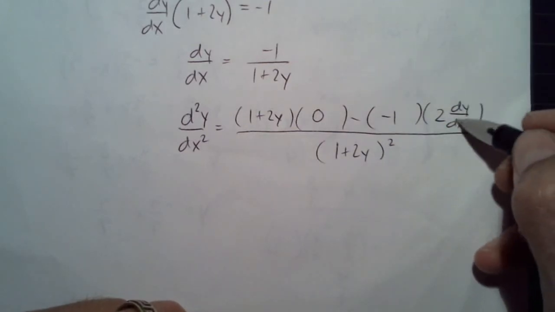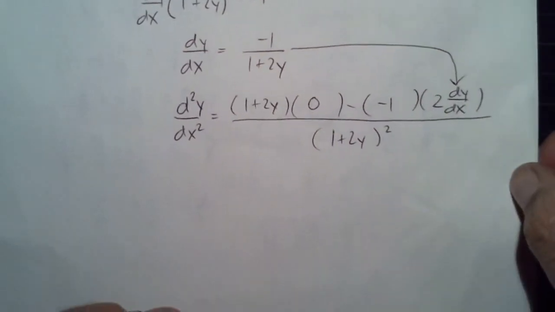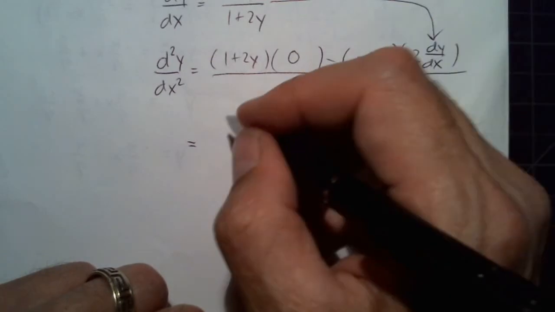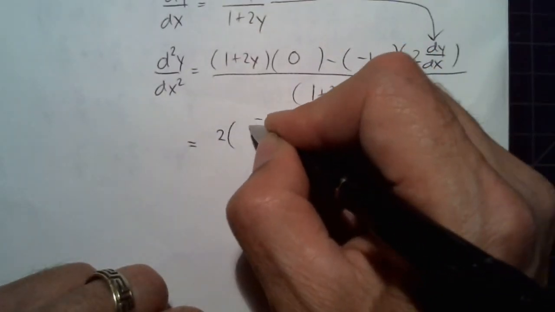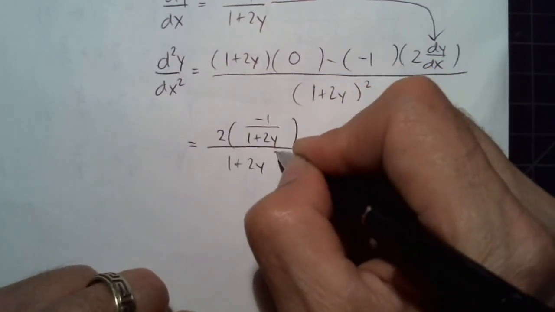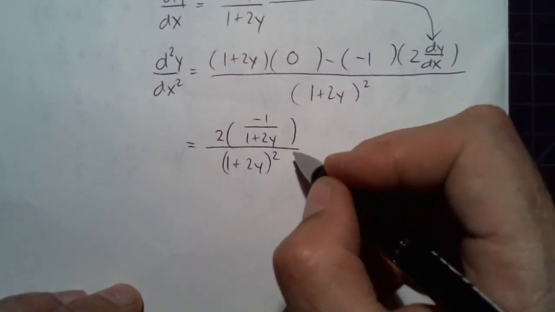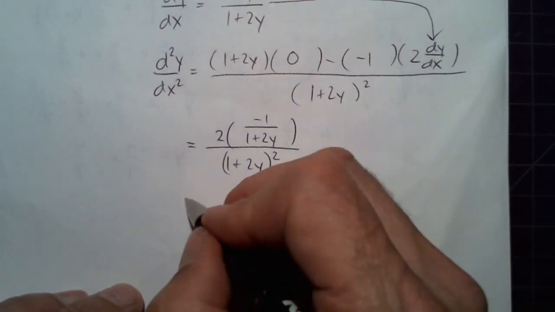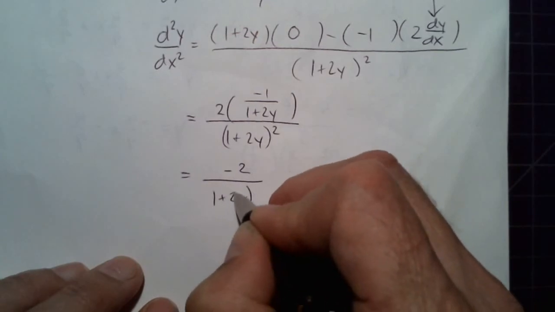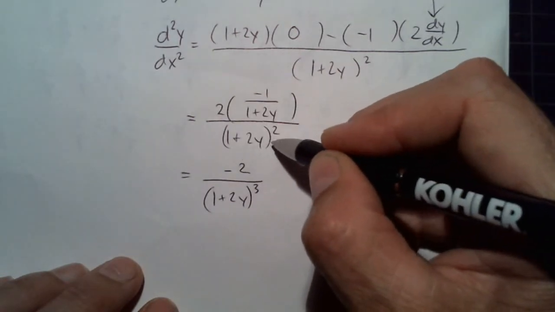And we're not going to leave it as dy dx because we already know what this equals. We're going to substitute and then we'll be done. So that's all 0. We'll have a positive 1, and then it's just going to be 2 times this. And we could rewrite this as negative 2 over 1 plus 2y cubed, because we could multiply the numerator by the reciprocal of the denominator. We'll get that.